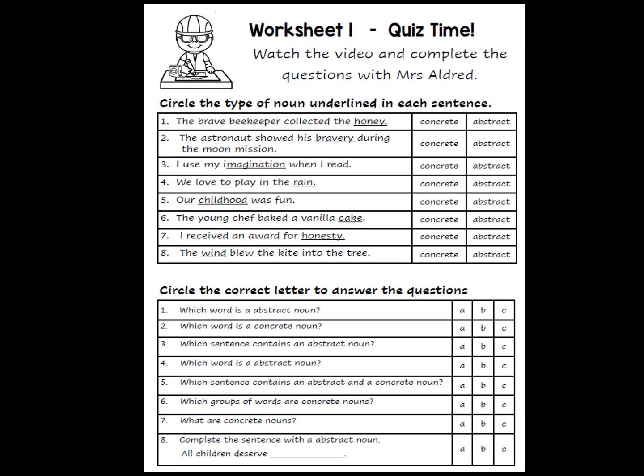For the next part of our quiz, we're going to be really making sure that we do understand what an abstract noun and a concrete noun is. On each of the next 8 slides, there's going to be a question, and you're going to be given a choice of 3 answers, either A, B, or C. Choose the correct answer by circling the correct letter to match each question. If you're working on a piece of paper, just write the number of the question and the correct letter next to it.